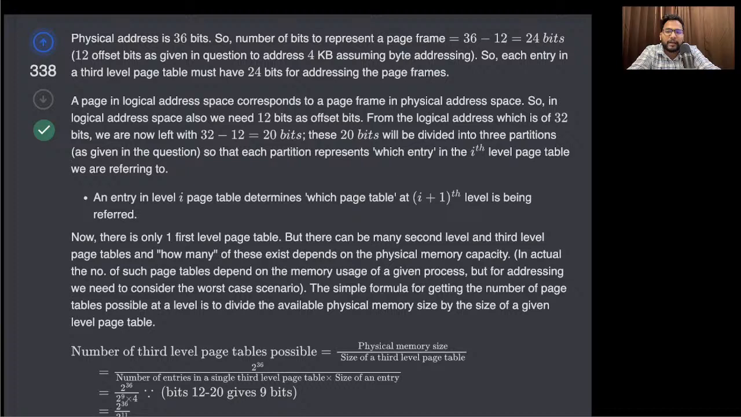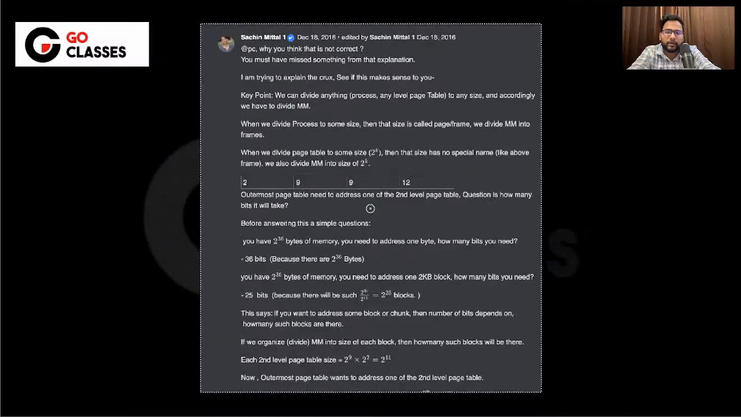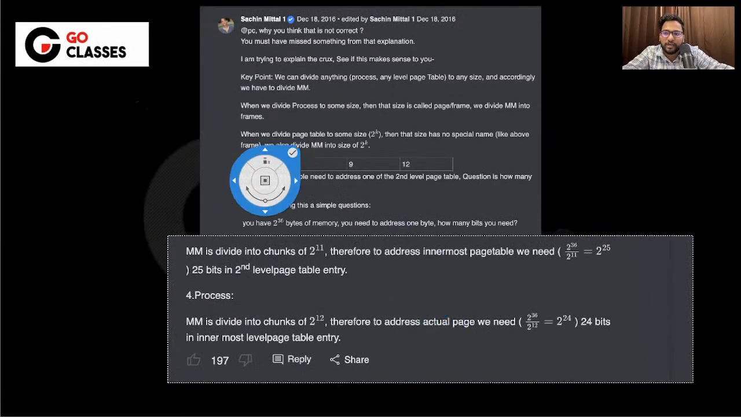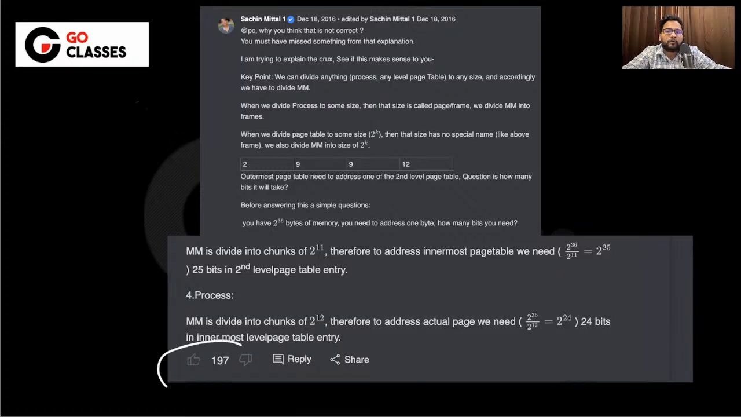And in this question I have actually commented, and that comment also got many upvotes. I commented long back. Just getting this many upvotes on a comment is a huge thing. The comment has got 197 upvotes, and I commented in 2016, when I was preparing for GATE. So this is almost 7-8 years back.